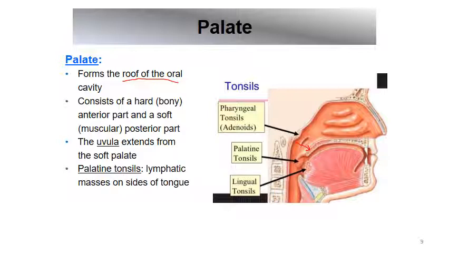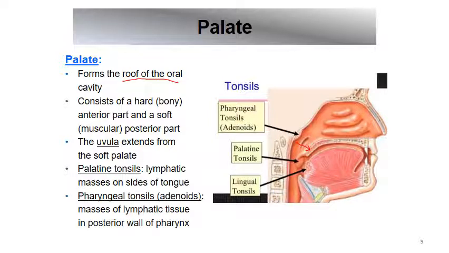And then we're going to learn about the tonsils. We have the palatine tonsils. These are right in the back of our mouth, so these are the ones that get removed when you have a tonsillectomy. The lingual tonsil is attached to the back of your tongue, and the pharyngeal tonsils are instead on the back of your nasal cavity. So we will identify these for your lab exam.